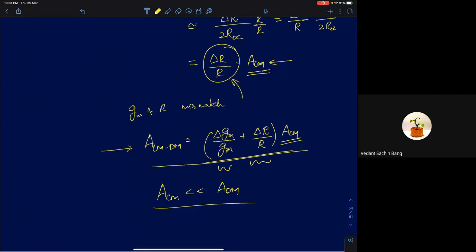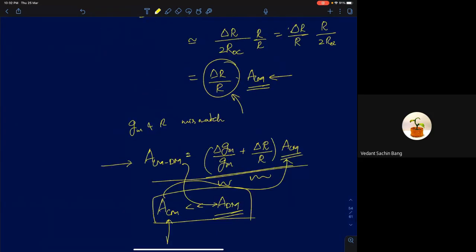In a current source biased amplifier, to begin with, ACM will be much smaller than the differential gain. On top of that, ACM-DM will be a fraction of that, so ACM-DM will be much smaller than ADM. Okay, so that's it. We'll start discussing the nonlinear behavior of differential pairs in the next lecture onwards.